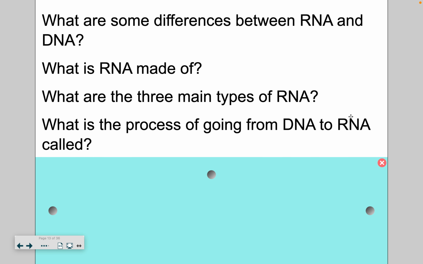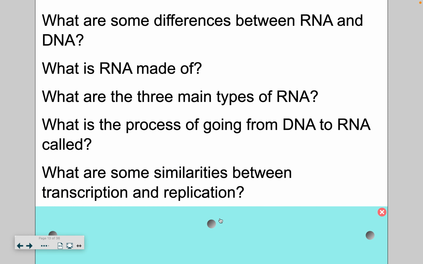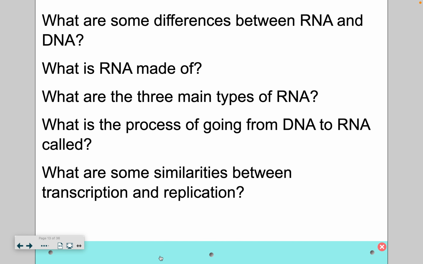What is the process of going from DNA to RNA? That is called transcription. What are some similarities between transcription and replication? I think there are three of them that you can say. They both use enzymes: transcription uses RNA polymerase, replication uses DNA polymerase. A template is being used. There are basic steps where DNA gets opened up, and then nucleotides match complementary. There's base pairing going on: A will pair with U, C with G in transcription, and in replication A pairs with T, and C and G.